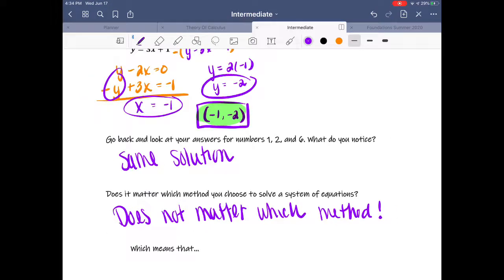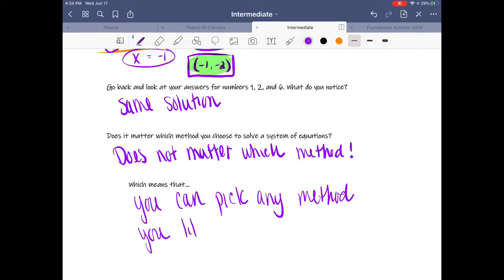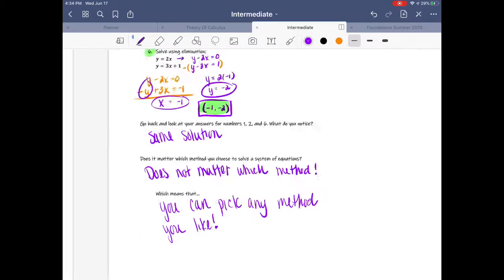You just pick whichever one you're comfortable with. You can pick any method you like. It's your choice. Even if on the homework it says use substitution, if it doesn't ask you for the steps to solve it, then if you don't want to do substitution, you can use elimination or you can use graphing.